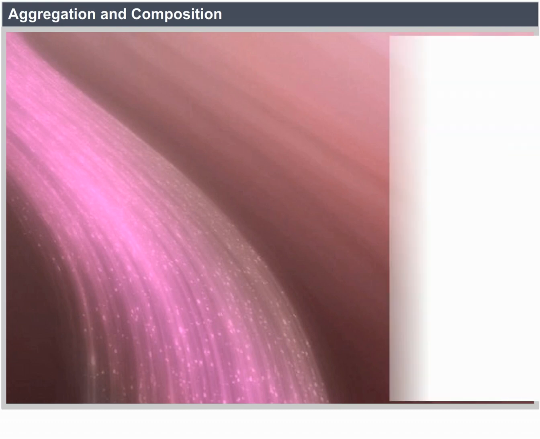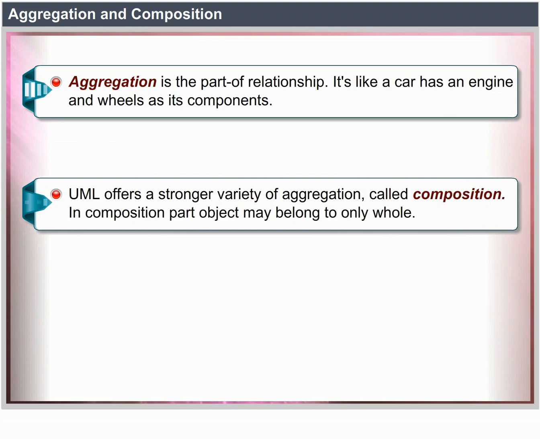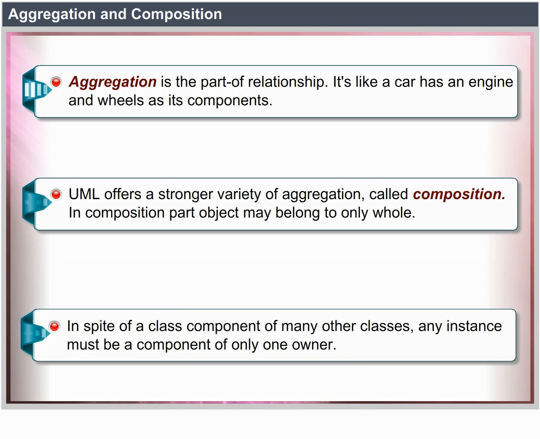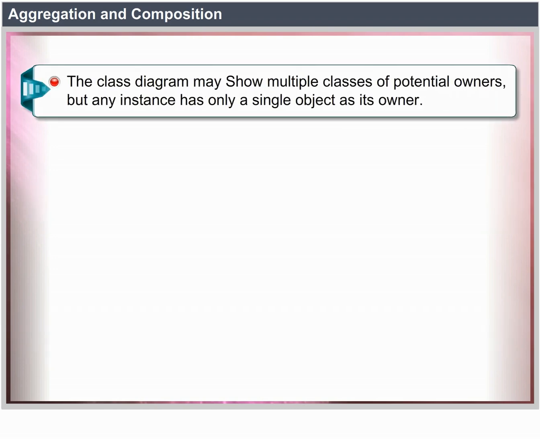Aggregation and composition. Aggregation is the part-of relationship. It's like a car has an engine and wheels as its components. UML offers a stronger variety of aggregation called composition. In composition, a part object may belong to only one whole. Even if a class is a component of many other classes, any instance must be a component of only one owner. The class diagram may show multiple classes of potential owners, but any instance has only a single object as its owner.